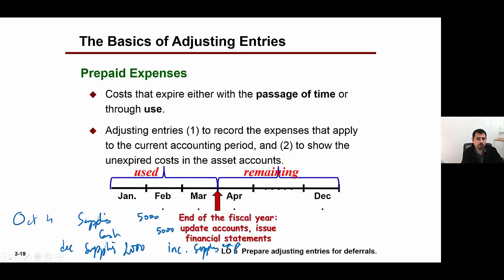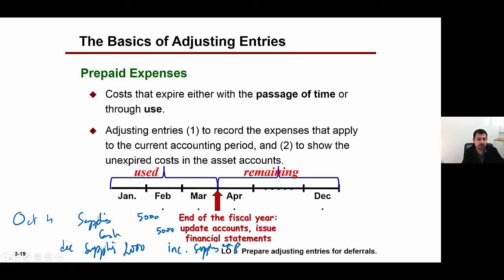And prepaid expenses, those are the costs that would expire. Usually they expire either with the passage of time or through use. Passage of time, for example, when you prepay insurance policies or when you prepay rent, or through use. This is like supplies, like this example here where we used supplies. Now, in general, it is impractical and not efficient to make daily entries for the supplies that we have used. You're not going to make a journal entry every time you use a pen or a pack of papers.